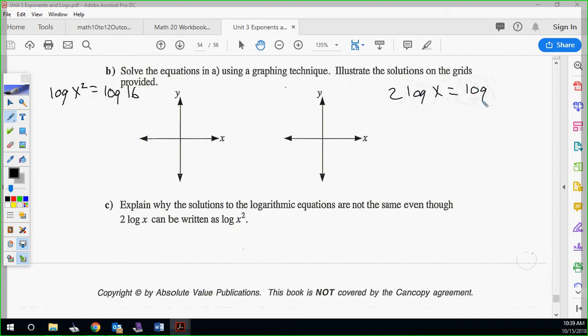So if you're saying, well, what do I put in? You're putting essentially this into y1, this into y2, this into y3. You don't need to put this in again. Log 16 is the same. So you have the 3 values there you're checking.